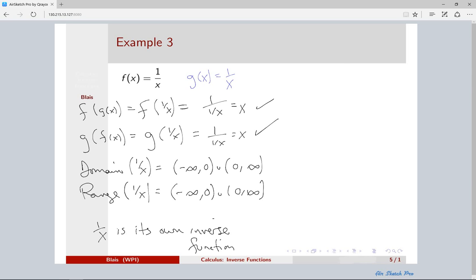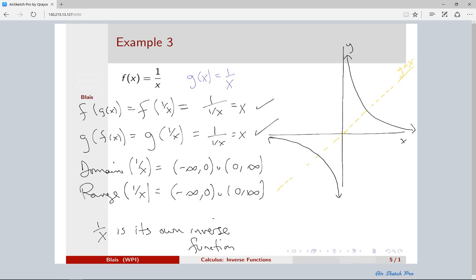But remember that the graph has to be symmetric about y equals x. So what does that mean in this kind of weird example? Well, think about 1 over x. Remember that it looks like this in the first quadrant, and then it looks like this in the second quadrant. Now, take that graph and reflect it about y equals x. What do you get?